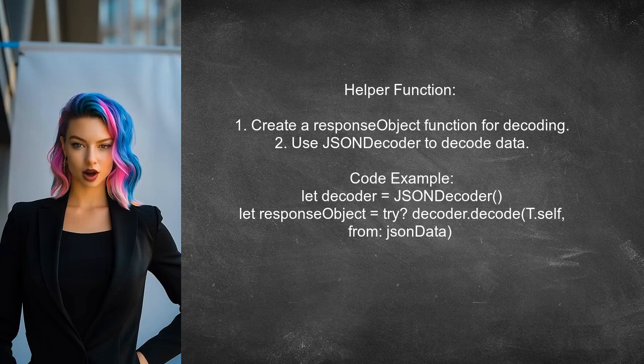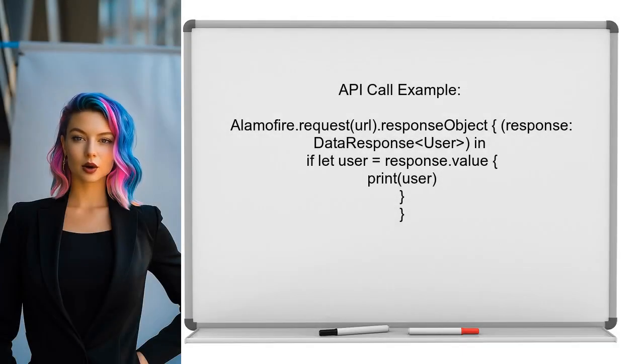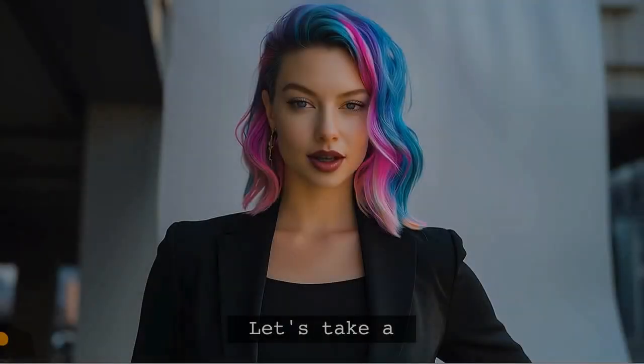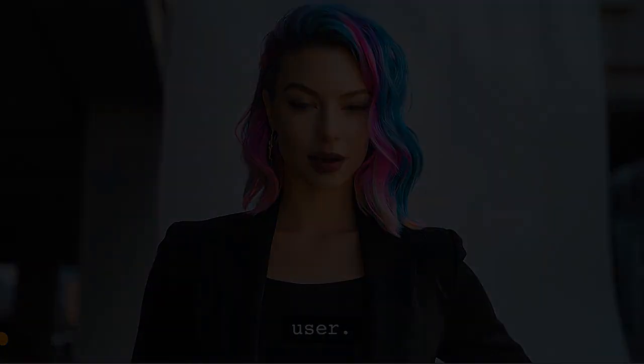They also mention that for nested JSON, the same principles apply, ensuring all structs conform to decodable. Finally, they demonstrate how to make an API call using this new approach, showing how to process the response directly into your model. Let's take a look at an answer from another user.